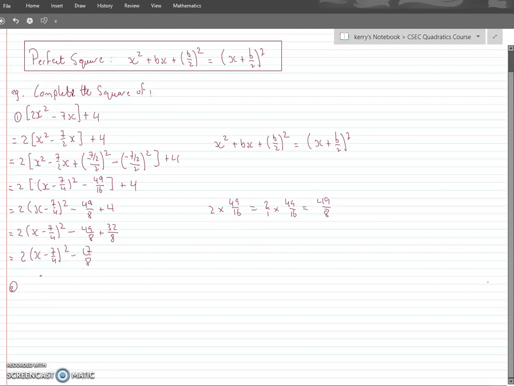Number 2, we're doing the same thing. So let's go with a little bit more challenging one again. Step it up. So 3x squared minus 5x minus 4.